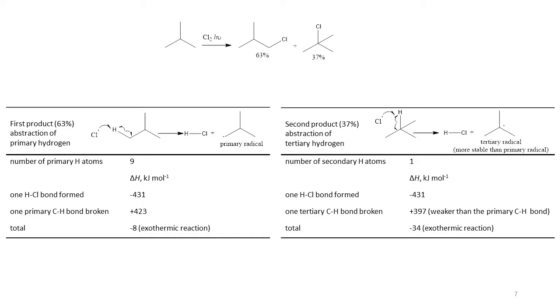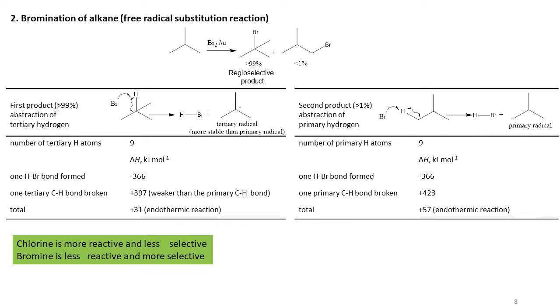Chlorine reagent is very reactive. This can be shown through this exothermic reaction in the propagation step. So the main factor that controls the production of the products is the number of substituted hydrogens. Here we have 9 primary hydrogens and 1 tertiary hydrogen. This is why the main product, 63%, is replacing the primary hydrogen to give isobutyl chloride, while only 37% yield for replacing of tertiary hydrogen to give tertiary butyl chloride.